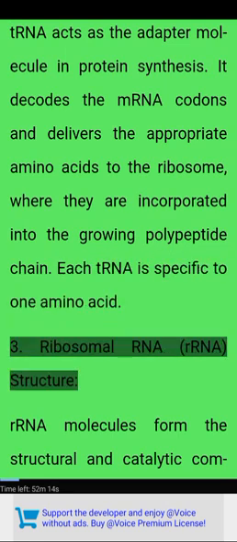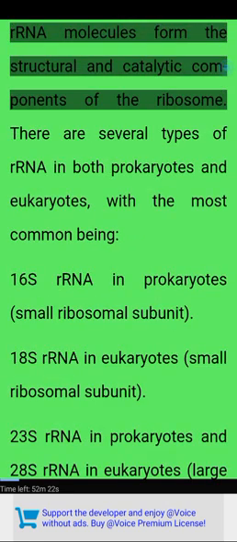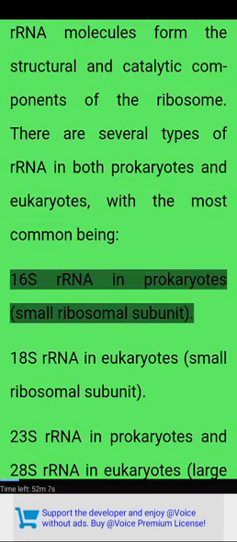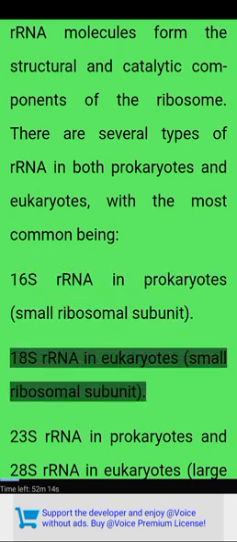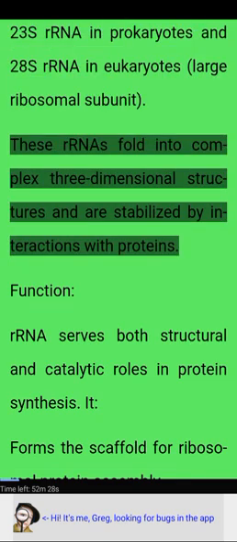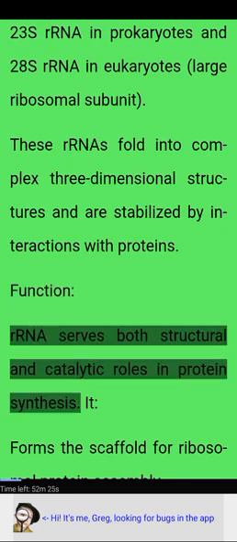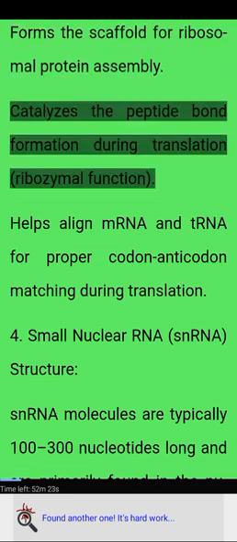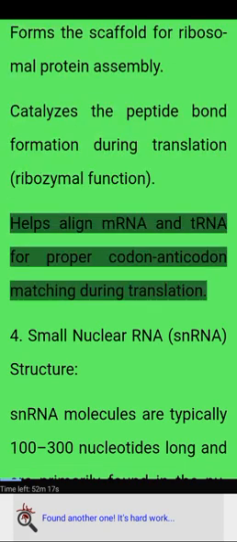3. Ribosomal RNA, rRNA. Structure: rRNA molecules form the structural and catalytic components of the ribosome. There are several types of rRNA in both prokaryotes and eukaryotes, with the most common being 16S rRNA in prokaryotes, small ribosomal subunit, 18S rRNA in eukaryotes, small ribosomal subunit, 23S rRNA in prokaryotes and 28S rRNA in eukaryotes, large ribosomal subunit. These rRNAs fold into complex three-dimensional structures and are stabilized by interactions with proteins. Function: rRNA serves both structural and catalytic roles in protein synthesis. It forms the scaffold for ribosomal protein assembly, catalyzes the peptide bond formation during translation, a ribozymal function, and helps align mRNA and tRNA for proper codon-anticodon matching during translation.